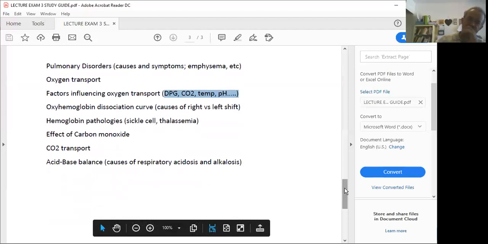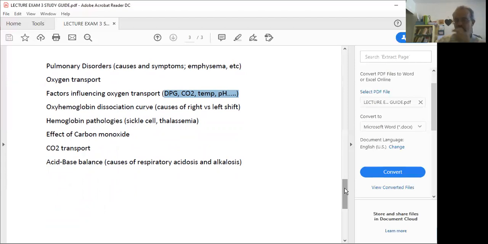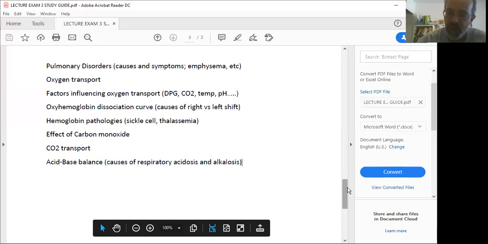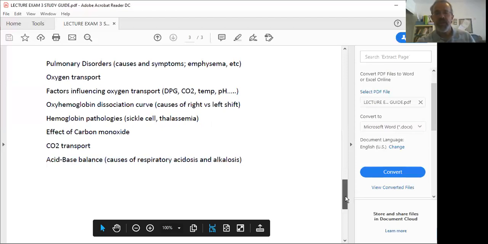CO2 transport. Remember, there are 3 different forms of CO2 transport, principally bicarbonate due to dissociation of carbonic acid. Second most is bound to hemoglobin, carbaminohemoglobin, whereas remember, carbon monoxide is carboxyhemoglobin. And then finally, we have just carbon dioxide in the plasma. Finally, acid-base balance. What are the causes of respiratory acidosis and alkalosis, which is caused by elevated CO2, and decreased CO2. All right.